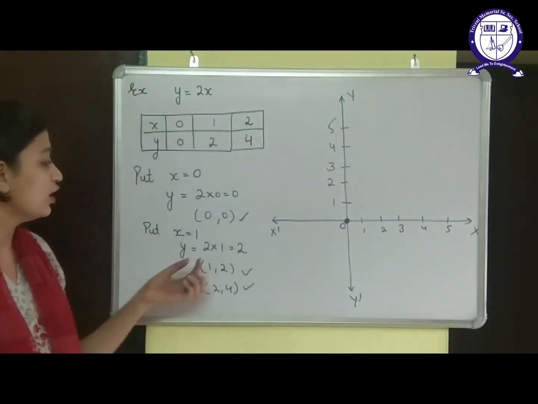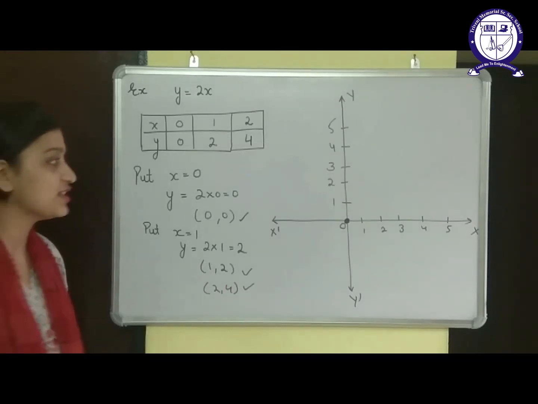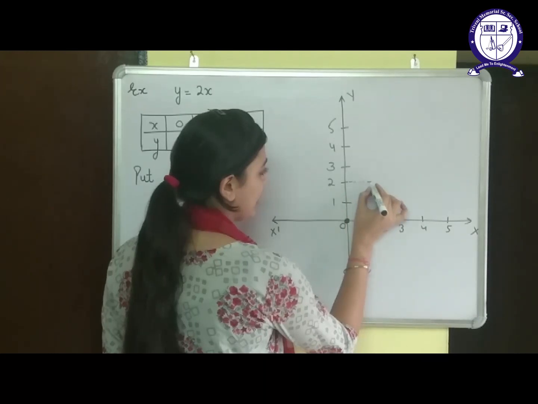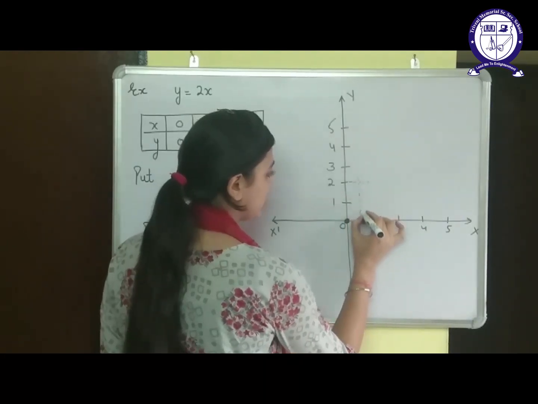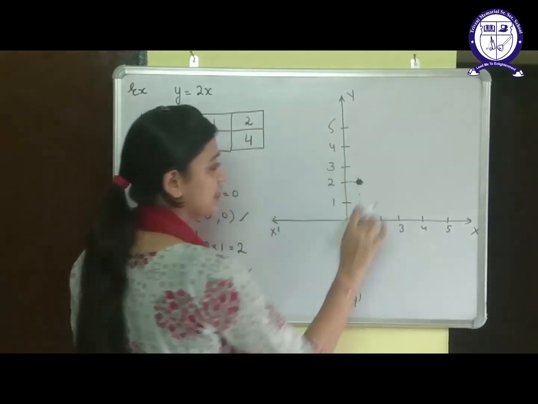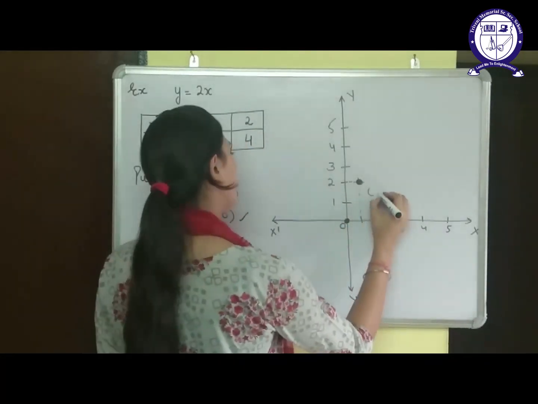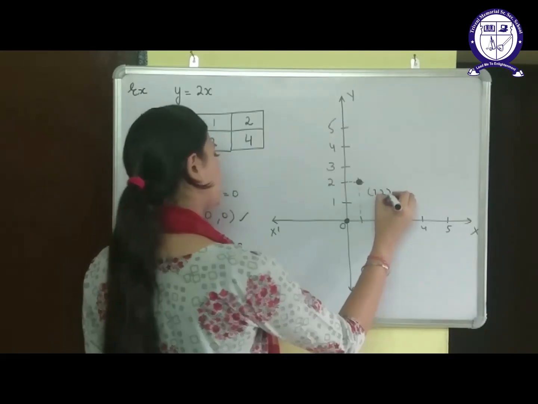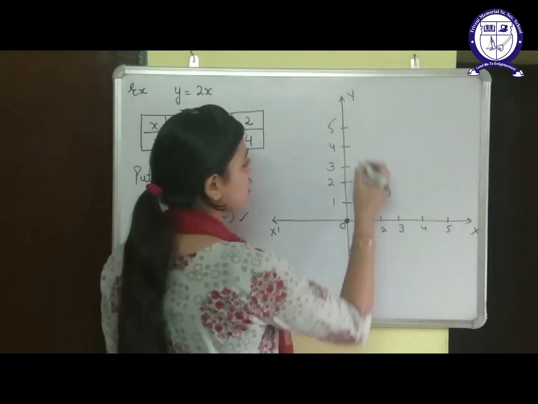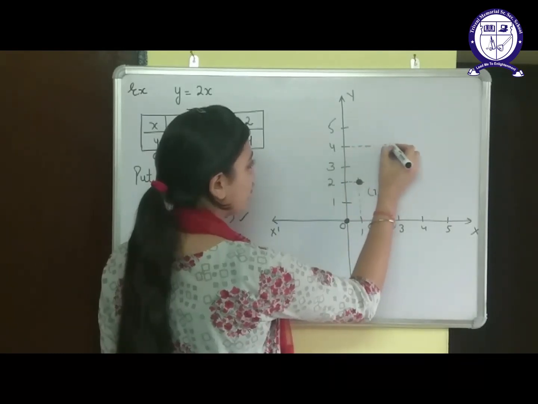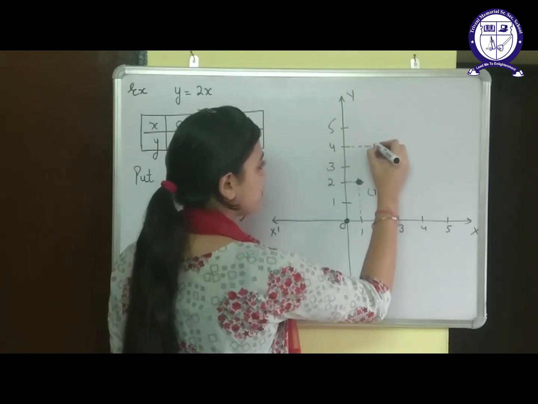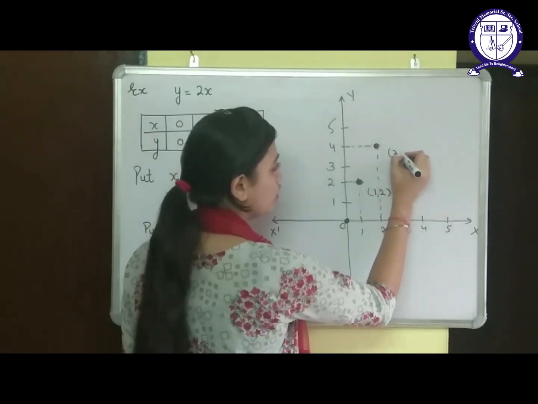Now the second is 1, 2. X is 1 and y is 2. So I will draw a parallel line here and a parallel line here. The point of intersection, that means this point, is my 1, 2. Then it's 2, 4. So I will draw a parallel line from 4 and a parallel line from 2, and this point will be 2, 4.